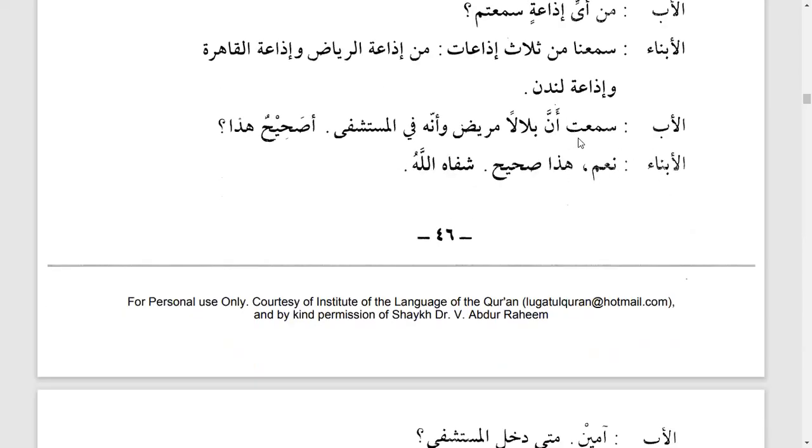Okay, Al-Ab, سمعت أن, as you can see here, the use of anna because of سمعت. So we know that normally anna comes after the verb, and anna is from the sisters of inna, and it is translated as that. And it is also used for emphasis. Like inna and anna, both of them are emphatic. سمعت أن بلالا مريض. I've heard that Bilal is sick.